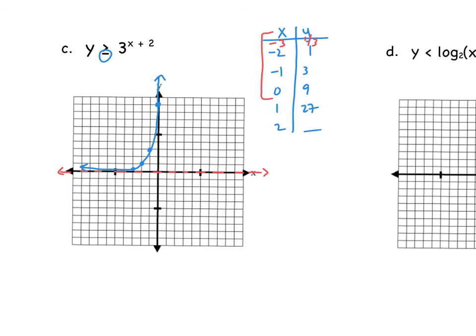So we're going to plug in our test point then. Let's plug in 0, 0. We get 0 is greater than or equal to 3 to the 0 plus 2. So 0 is greater than or equal to 3 squared. 0 is greater than or equal to 9, which is false. So I do not want to shade where 0, 0 is, which is right here. I don't want to shade there, so I shade on the other side.